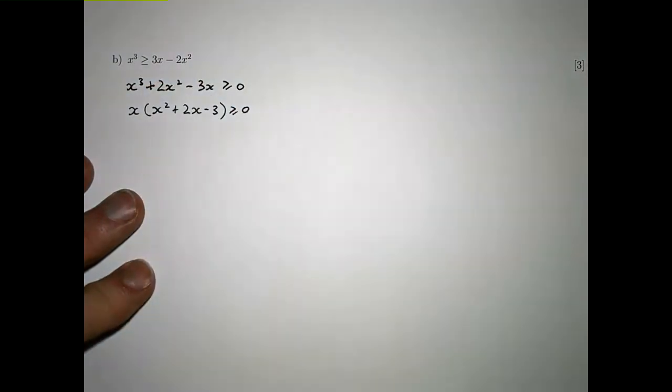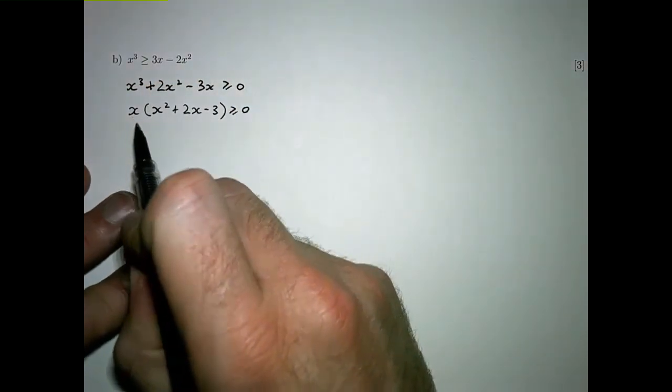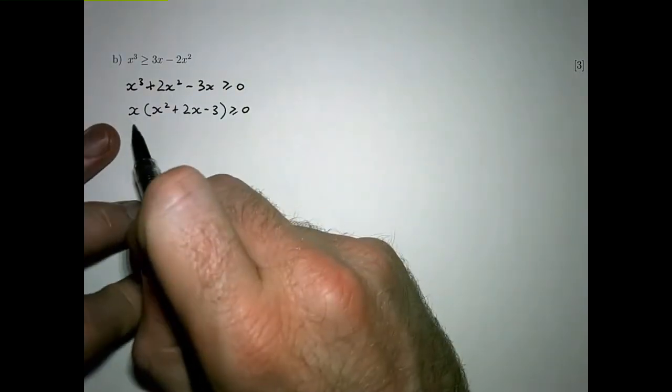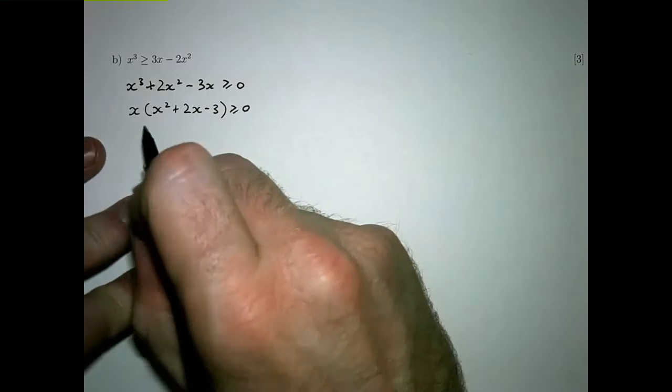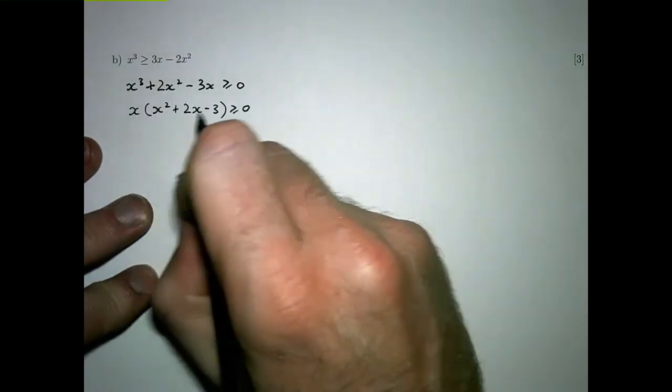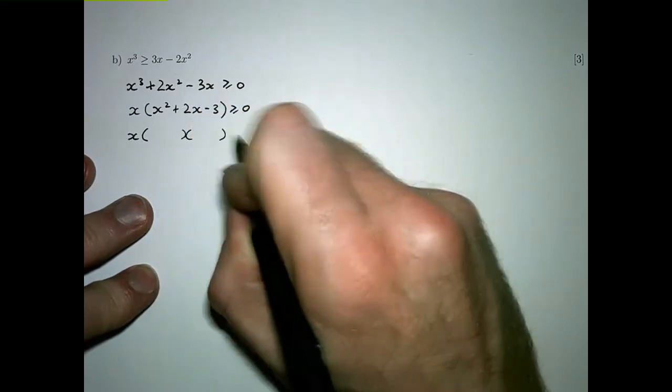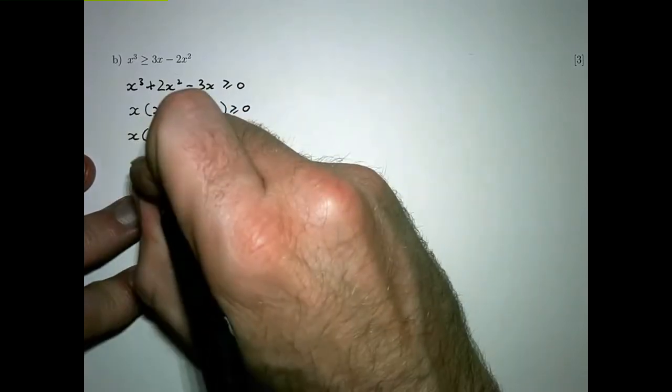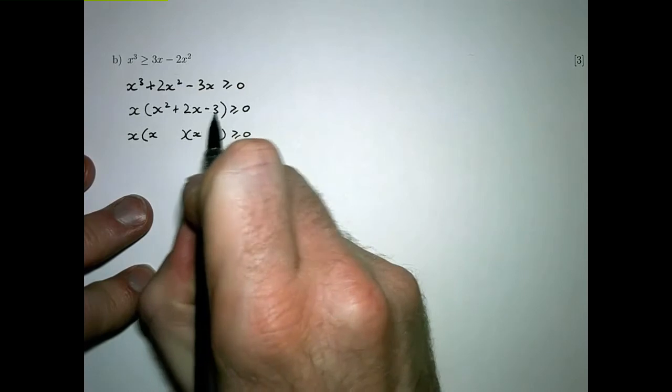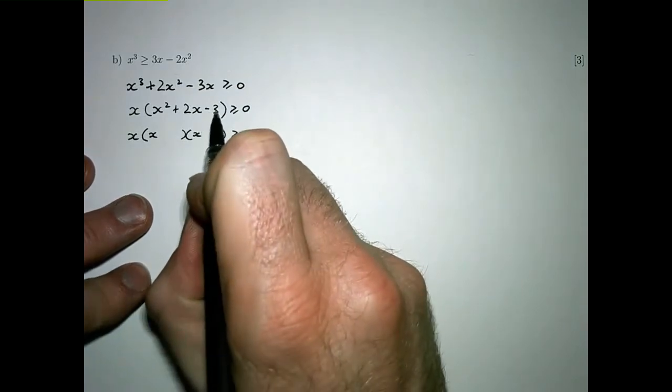Now most of you noticed that all of the terms have an x in them. Some of you tried to factor out a term using long division. That's of course not necessary because they've all got an x. We can factor out the x first. x times x squared plus, when you factor out the x, you're left with 2x, and here you're just left with 3.